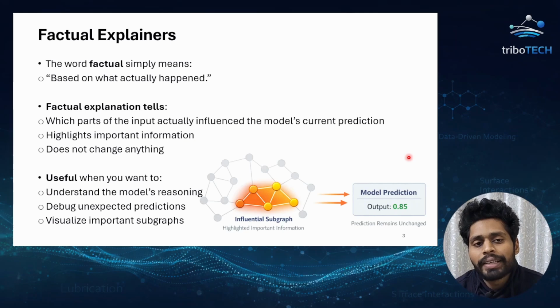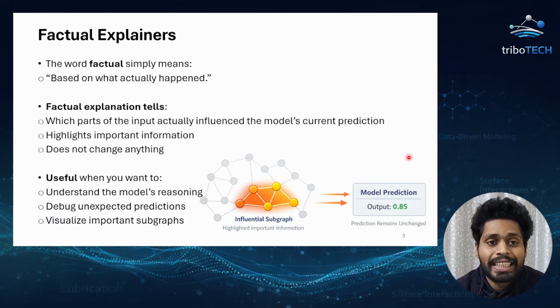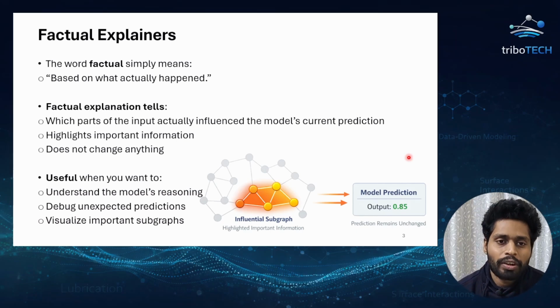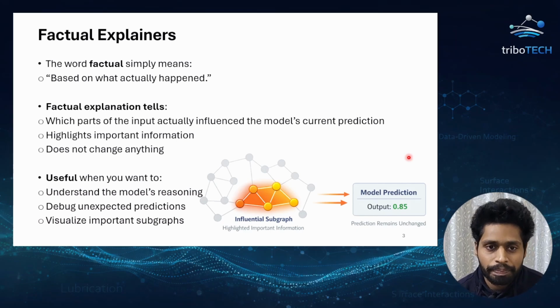So factual explainers, basically, as the name says, are based on fact. I mean, based on what actually happened, right? So basically, they tell which parts of the input actually influence the model's current prediction. Now, you may be wondering that this is what explainers used to do normally, right? They highlight which parts of the input graph actually influence the model's predictions, what's new.